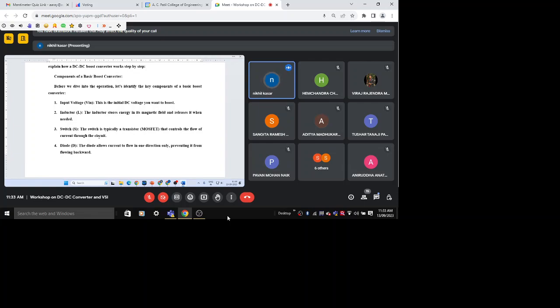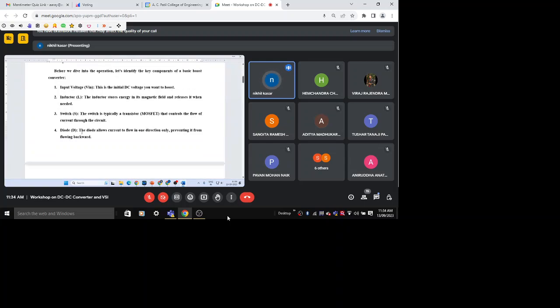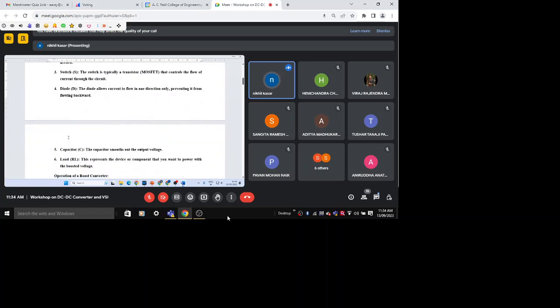On off action, they control the flow of current, or they control for how much time that circuit will be in on state and for how much time circuit will be in off state, or it will control the conduction of boost converter. And lastly, we have the diode, capacitor, and load.